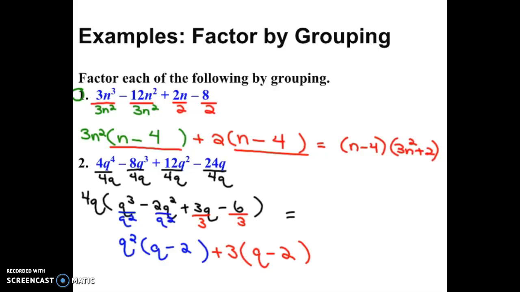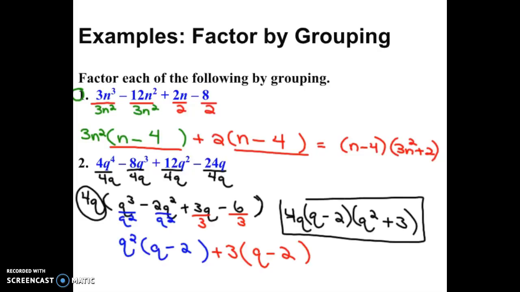At the end, both of them have a q minus 2. When I take it out, I'm left with a q squared plus 3 when I take a q minus 2 out of both of them. And then I don't want to forget at the end, what I originally took out of the problem was this 4q at the beginning, so I just need to leave that in the front at the end. Because I took it out at the beginning, I need to leave it in front at the end, and that's how you solve that problem. So what I boxed in for both of these would be your answers.